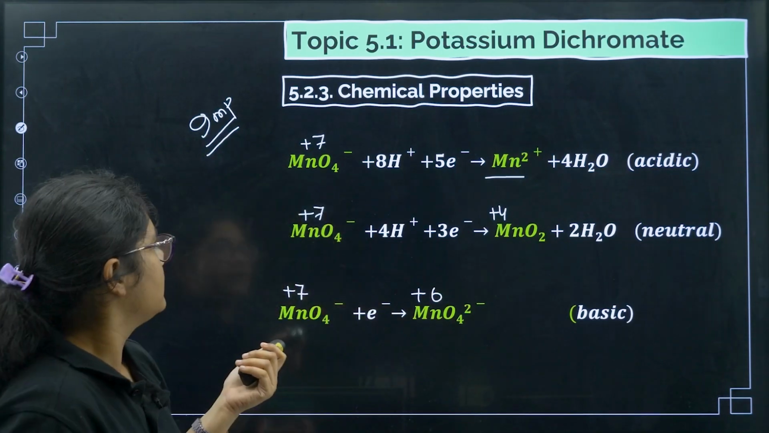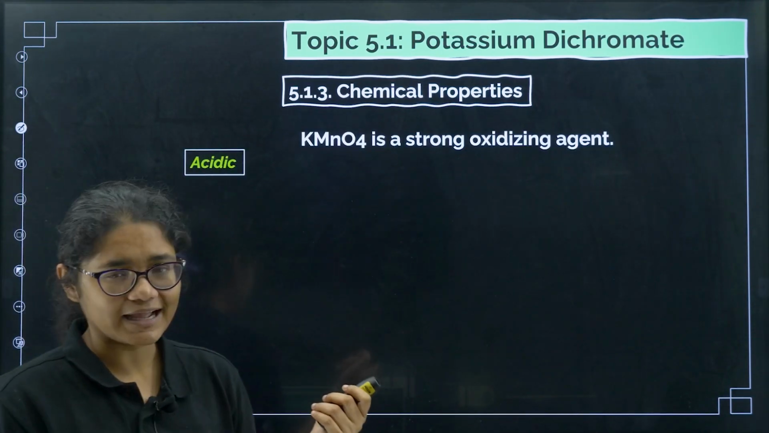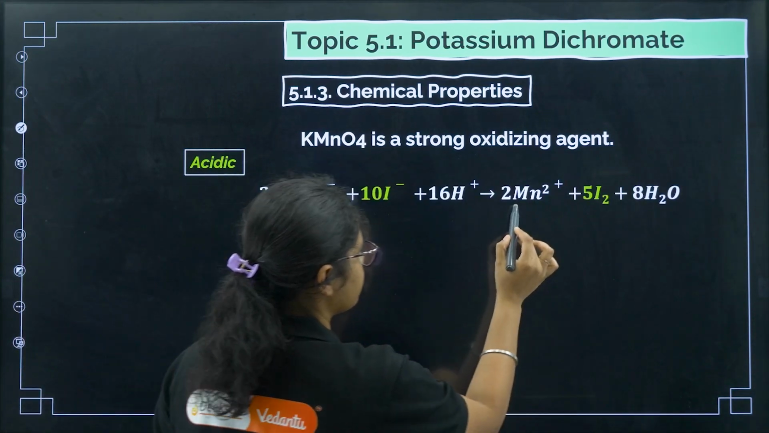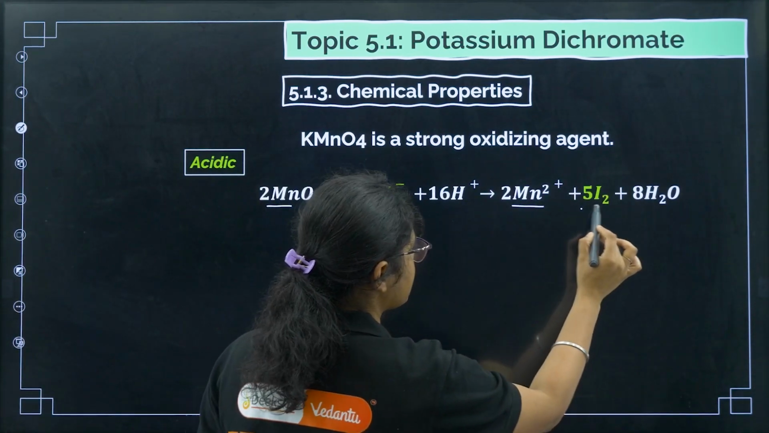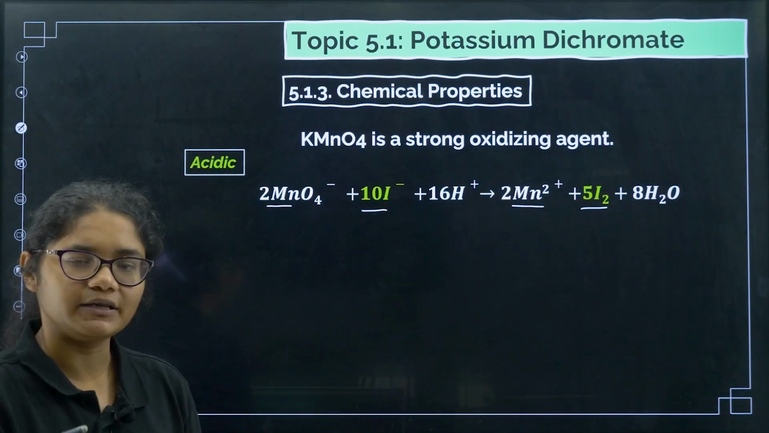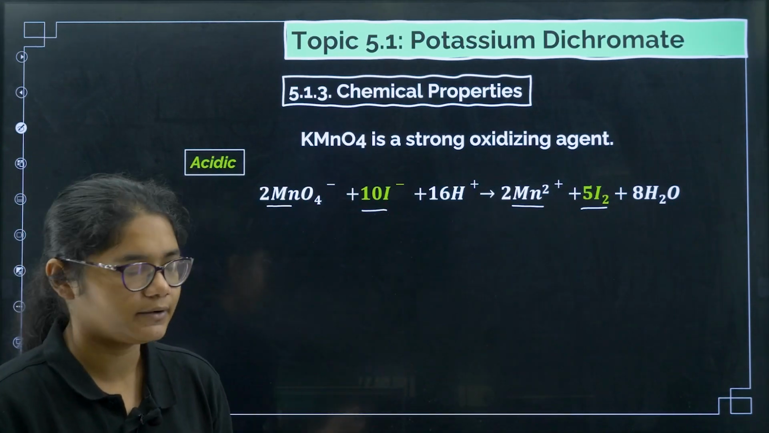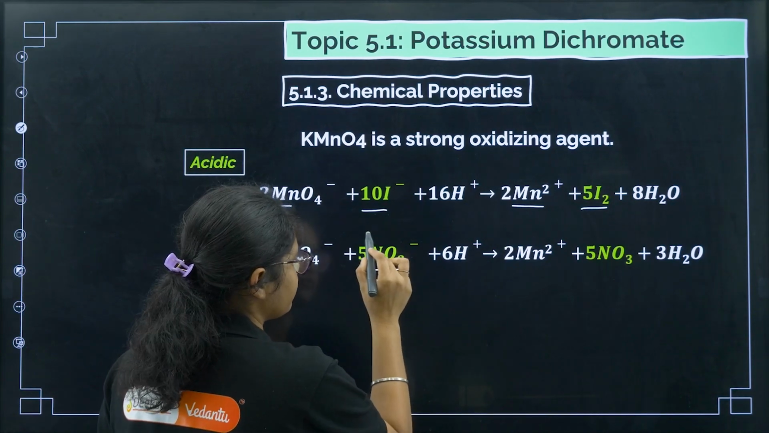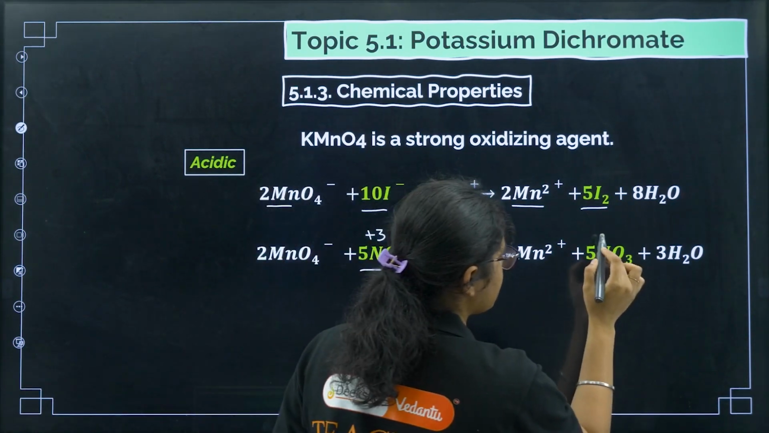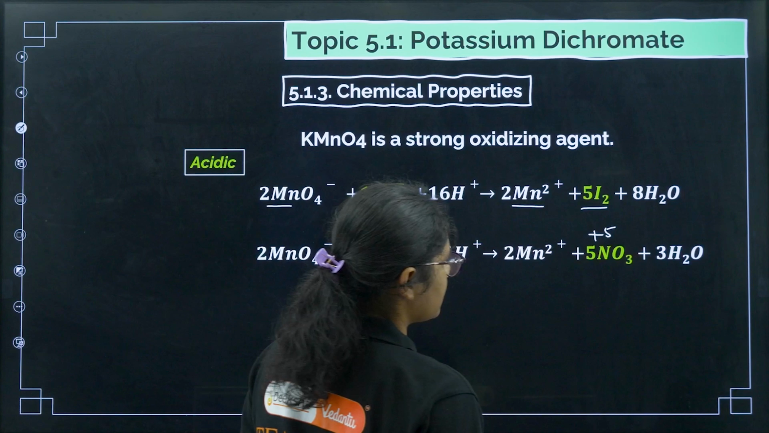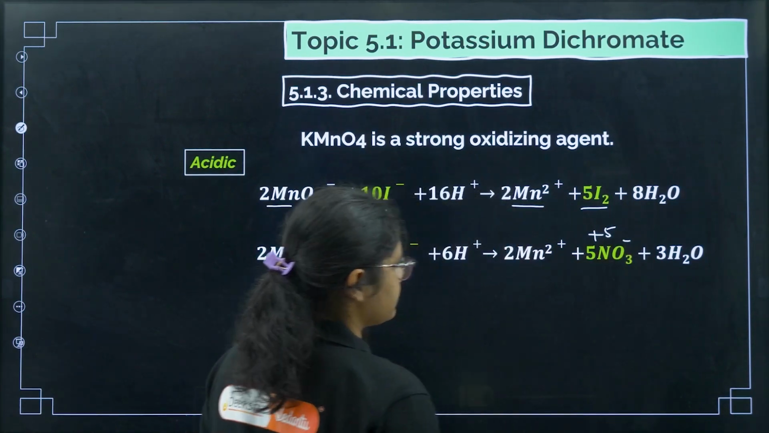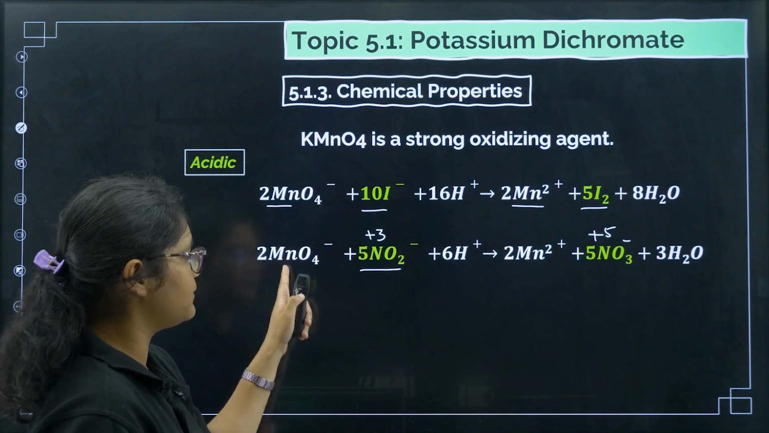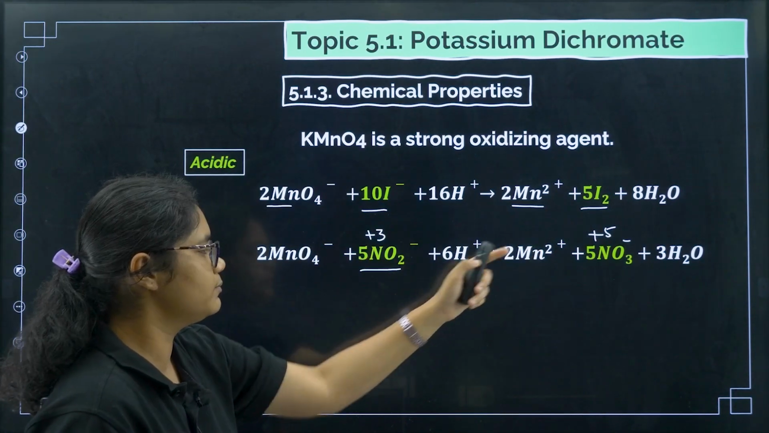Okay, now coming to reactions. In acidic medium, as I already told you, Mn will get converted to +2. I- is getting converted to I2. This reaction is very familiar, we have already seen it with potassium dichromate. Next, NO2-: the oxidation state of nitrogen here is +3, and it is getting converted to +5, NO3-. So +3 to +5, again oxidation, and because it is acidic medium, Mn is converted from +7 to +2.